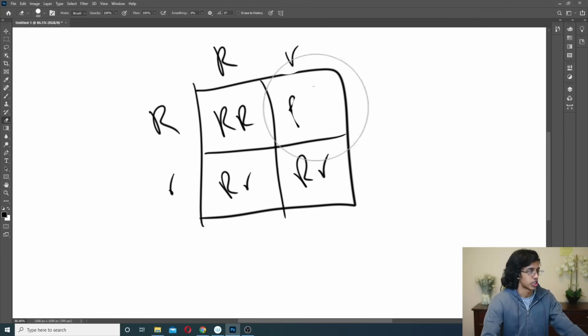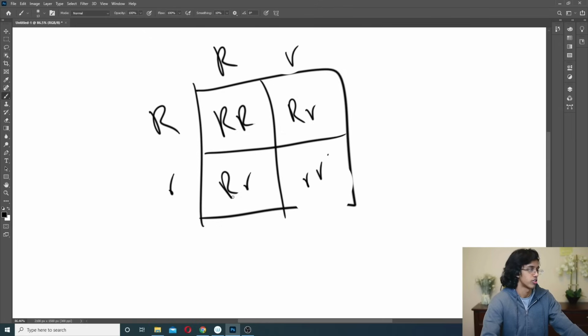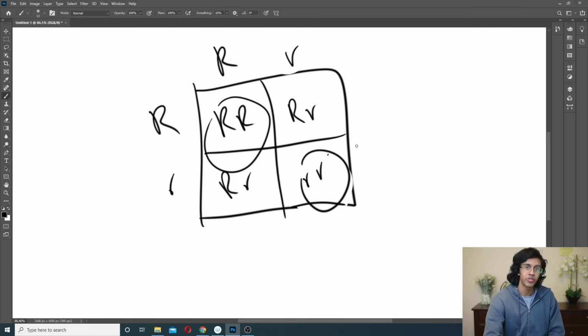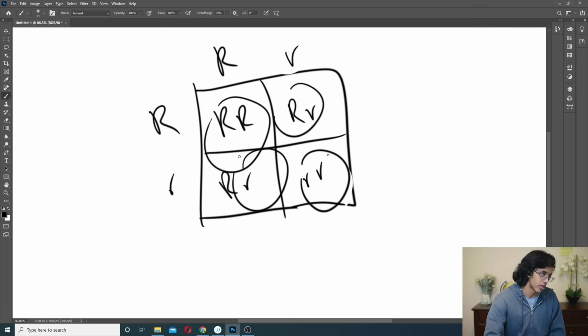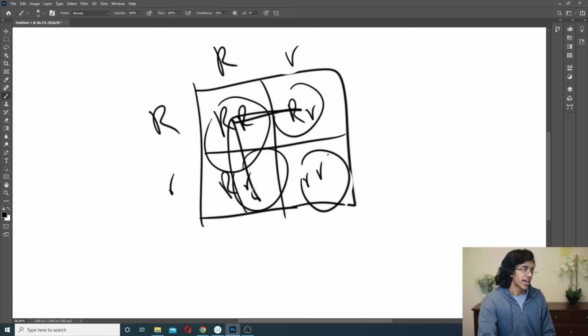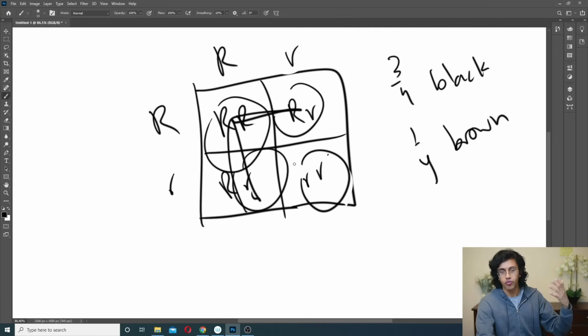Now this thing would change to a little r, and this would become 2 little r's, right? Because it comes from here, comes from there. Okay, so now only one of the 4 squares is homozygous recessive. Only one of the 4 squares is homozygous dominant, and 2 of the 4 squares are heterozygous. So that means there's a 1/2 chance of heterozygous and 1/4 chance of both the homozygotes, right? But all 3 of these result in black hair, so you have a 3/4 chance of black and a 1/4 chance of brown.